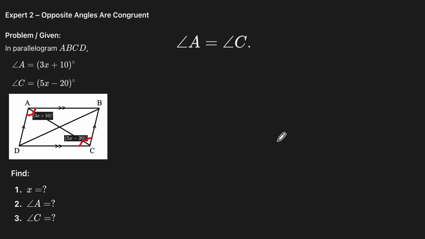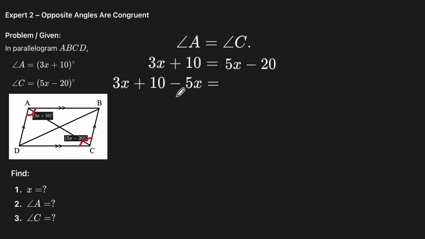Now, we have to understand, since opposite angles are congruent, this angle A should be equal to angle C. So, angle A is equal to angle C. Since we have the expression of angle A, that is equal to 3x plus 10. And then angle C would be 5x minus 20 from the given.